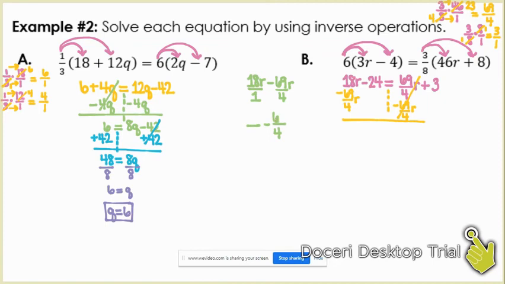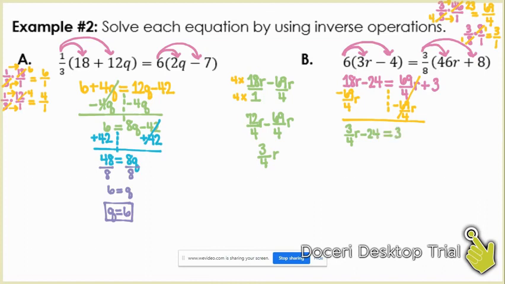That means my 69/4 gets to stay the exact same, but my 18 over 1, in order to create a denominator of 4, I had to multiply the denominator by 4, which means I have to multiply the numerator by 4 so that we keep an equivalent fraction. And if I multiply 18 by 4, we're going to end up with 72. Now I can subtract. 72/4 minus 69/4 is going to give me a total of 3/4. So I have 3/4 r. So I'm left with 3/4 r minus 24 equals 3.